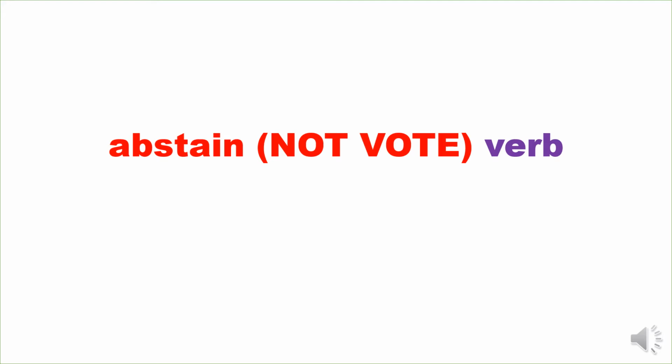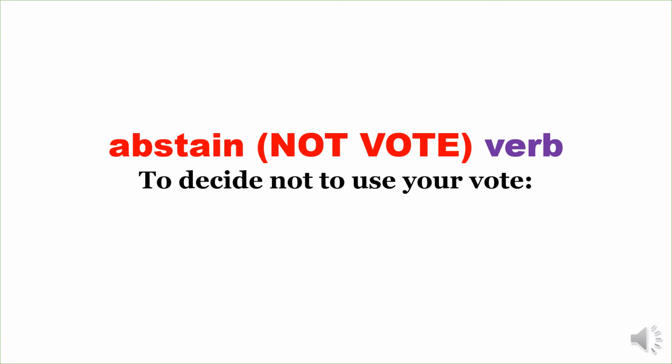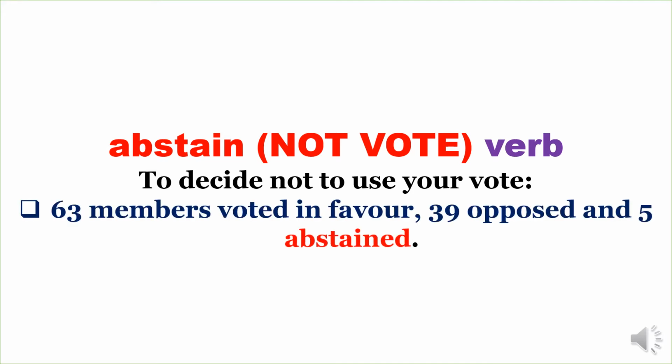Abstain. To decide not to use your vote. Look at this example. 63 members voted in favor, 39 opposed, and 5 abstained.